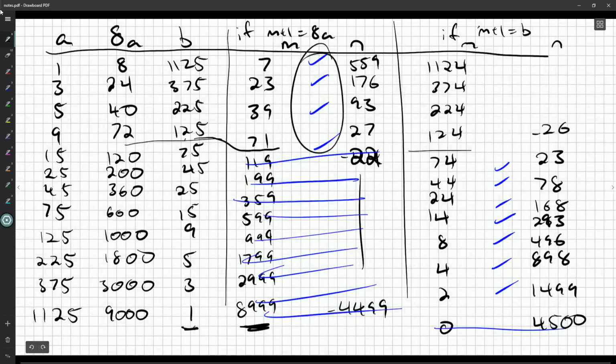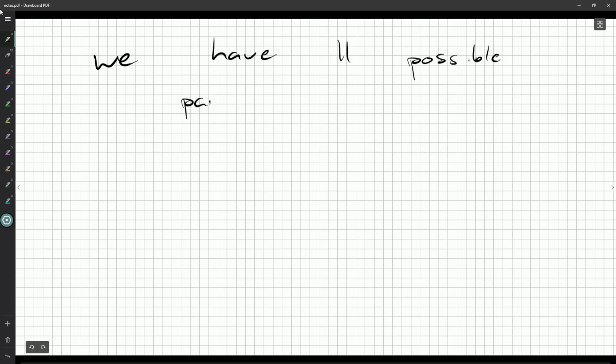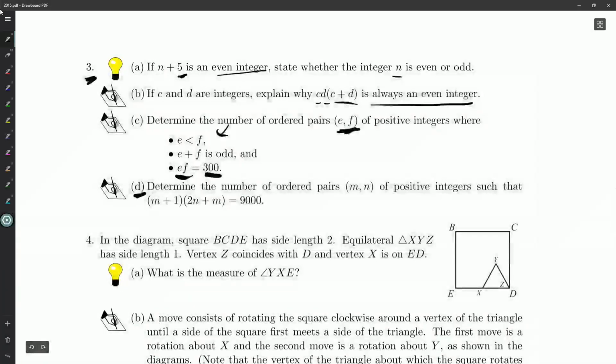Determine the number of ordered pairs. Yeah, there we go. So 4 over here, and 1, 2, 3, 4, 5, 6, 7 down here. Can't have the last one here, can't have the last one here, and then there's one each. Only one allowed per row in those two columns, but I guess there we go. We have 11 possible pairs M, N. There weren't any other conditions like M less than N, just positive integers. And there we go. Okay, so not a whole lot to that one.